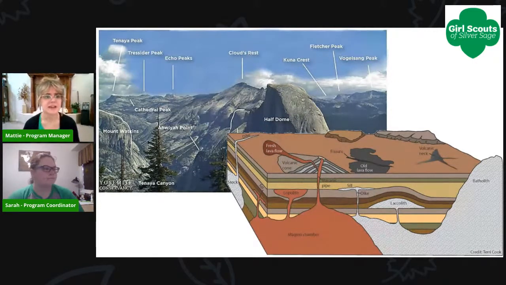So what happened was that the magma chamber actually cooled underneath Yosemite before it was eroded and before it was uplifted for us to see. So the original rock that we see now, the rock that we see when we go, is all granite. Sarah, will you go to the next slide?